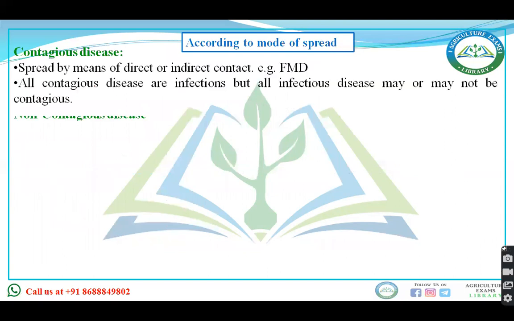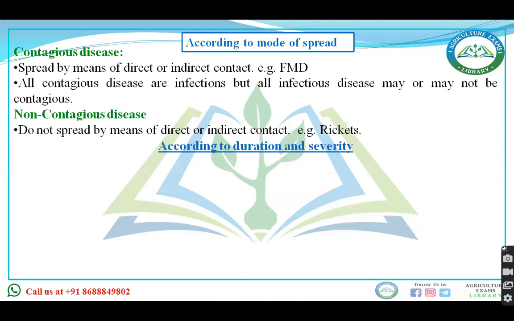Okay, now contagious disease means a disease which spreads by direct contact, like FMD. It is not necessary that all infectious diseases will be contagious, but all contagious diseases will be infectious. Non-contagious diseases do not spread by direct or indirect contact, like rickets.